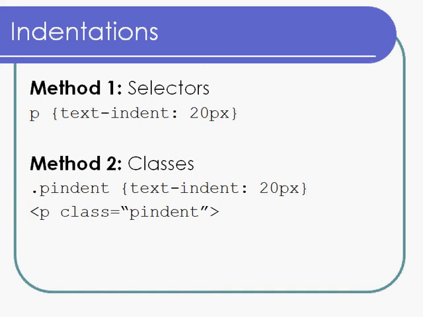So .p indent, or paragraph indent, that's my short name here. I use the text indent property and I set it to 20 pixels. When I go to apply it, I just throw it into the p tag as a class equals, in quotes, p indent.